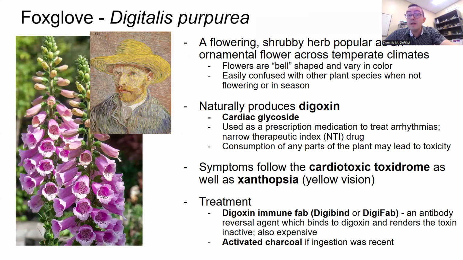One thing with foxglove, we do know how to treat its poisoning. Why? Because we actually have a reversal agent for digoxin on the market. It's digoxin immune fab, otherwise known as digibind or digifab, and it's an antibody reversal agent which binds to the digoxin and renders the toxin inactive. It's extraordinarily expensive, but it is used.